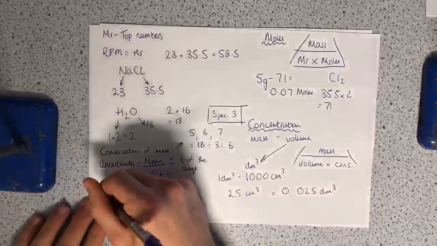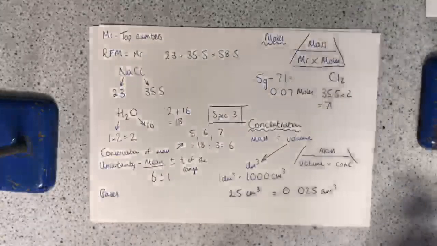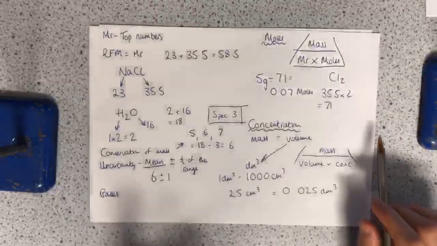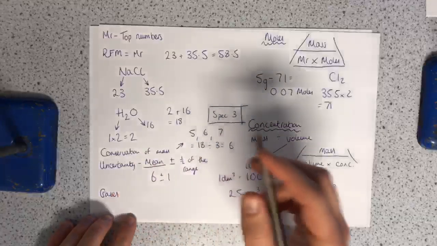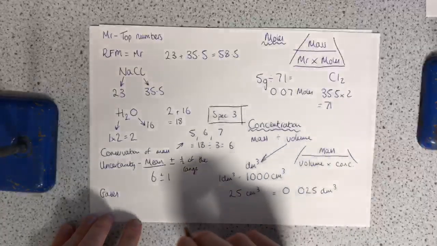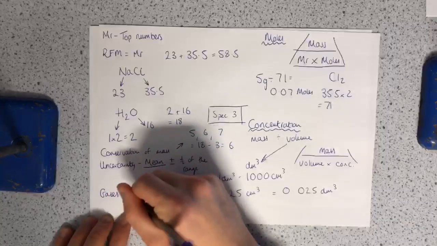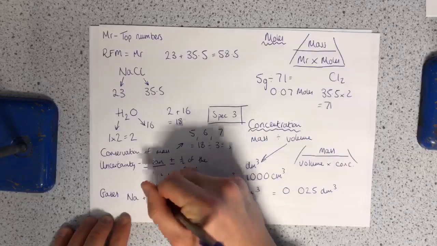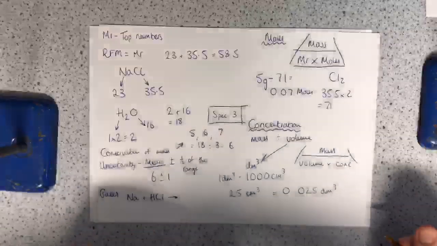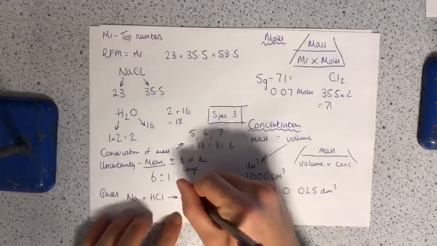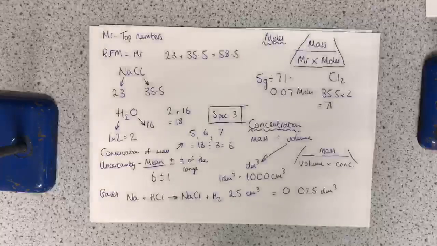The only other topic that comes up in Spec 3 is gases, and it's reactions involving a gas. So what you're looking out for is when you've got a symbol equation, and it might be, let's say, sodium reacting with an acid. So we put some sodium into some hydrochloric acid. What you'd find is you'd end up with some sodium chloride and you'd get some hydrogen gas given off.